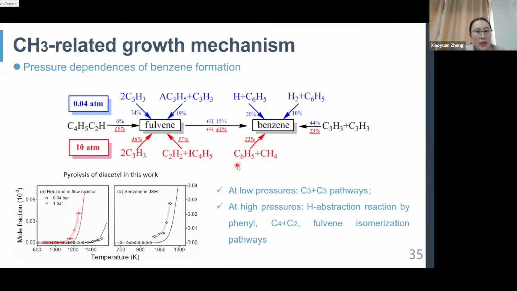For the pressure dependencies of benzene formation, we found that at low pressures, mainly the C3H3 propargyl radical combination reaction pathways are dominant, while at high pressures, other reaction pathways become competitive. For example, the H abstraction reactions by phenyl radicals and the combination reactions between C2 and C4 species, as well as the fulvene isomerization reactions.